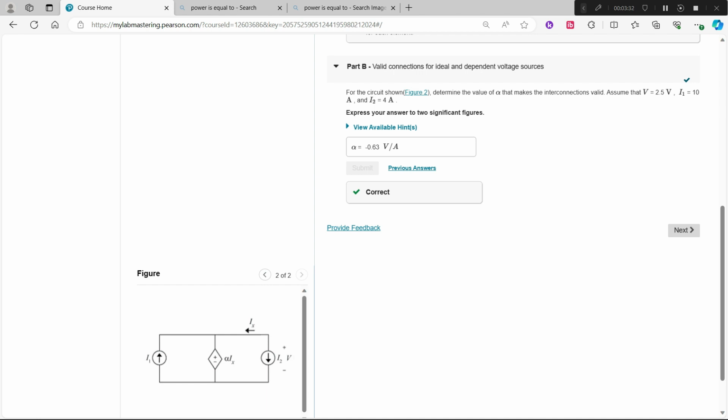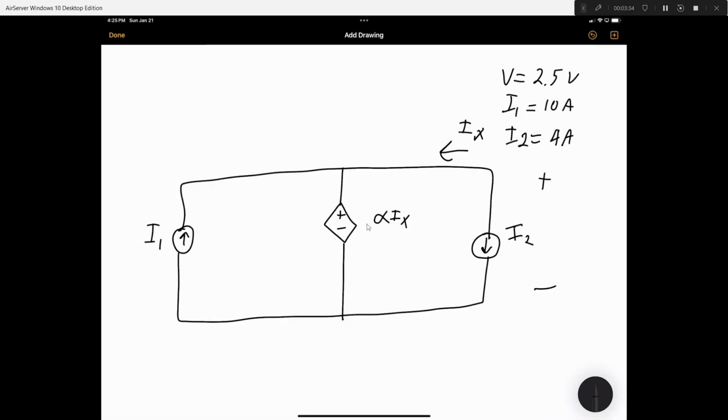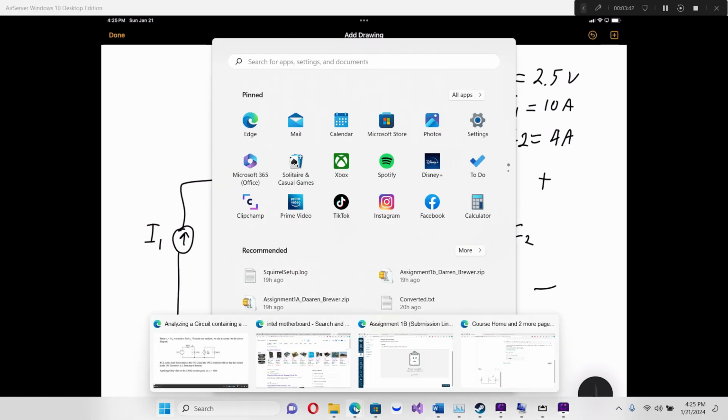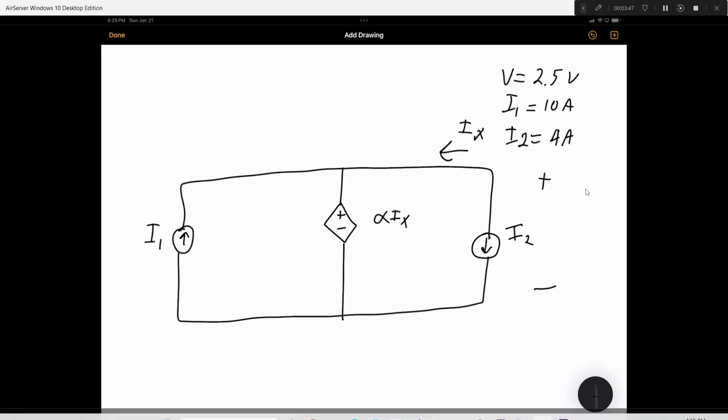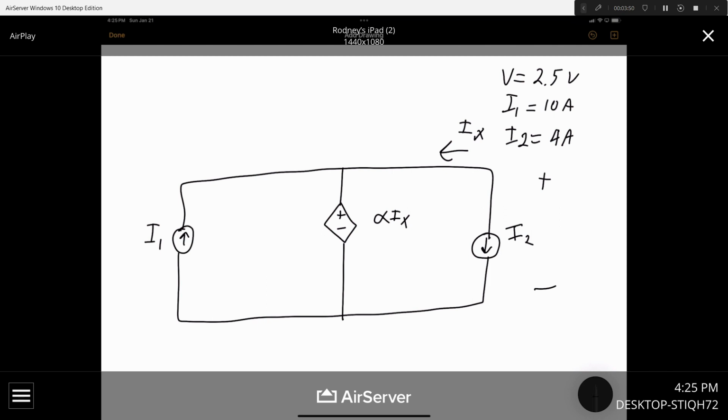Alright, let's switch. Okay, so this is what we should have here. What do we need to know? We're trying to find alpha. So if we need to find Ix here, we need to find alpha. Well, we know the voltage is equal to 2.5, which is equal to alpha times Ix.